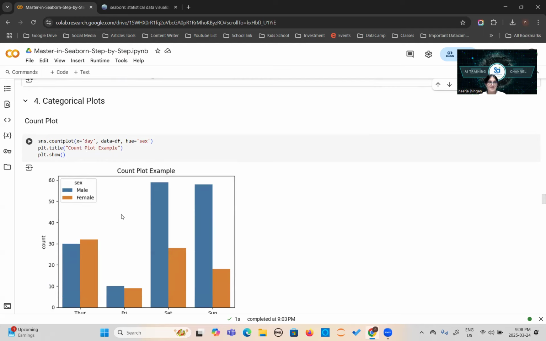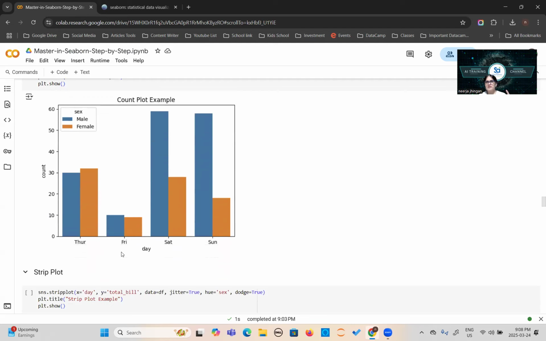your gender, right? Because we are only looking at a univariate distribution, we are only looking at the day on the x-axis. Here it will automatically generate the frequency or count. Now on Thursday, the male count was 30, but females went more than males, so it can be 32.